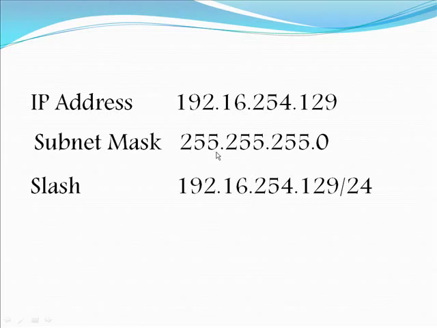The subnet mask for that is 255.255.255.0. This is a slash method. It's just a lot quicker than writing out the 255 every time. We have the same IP address as you see up here, but instead of writing out the 255 3 times, we just write 24. I'll explain how that works a little bit later on, but these are just the different ways you'll see IP addresses, subnet masks, and everything written out.